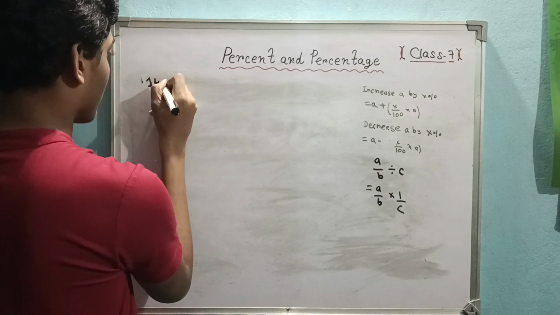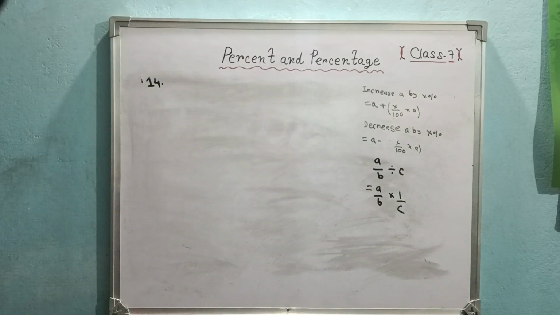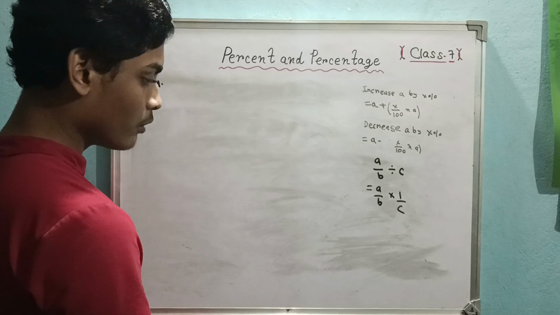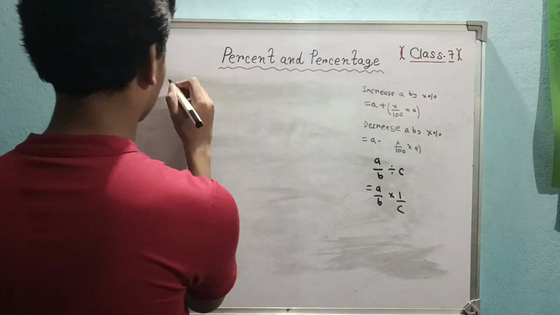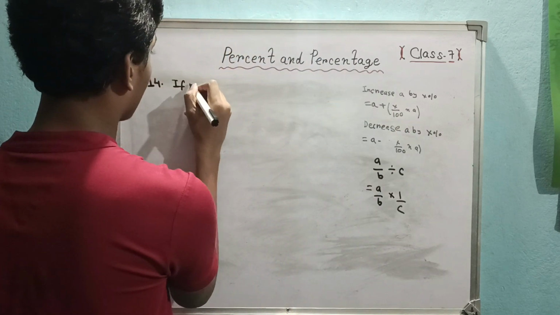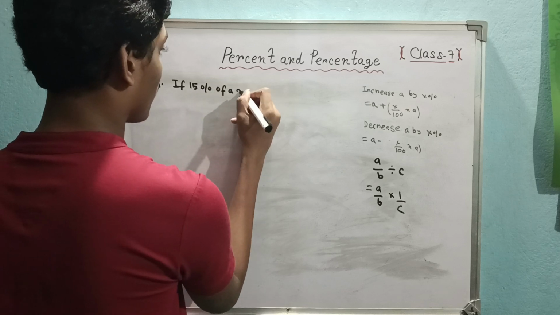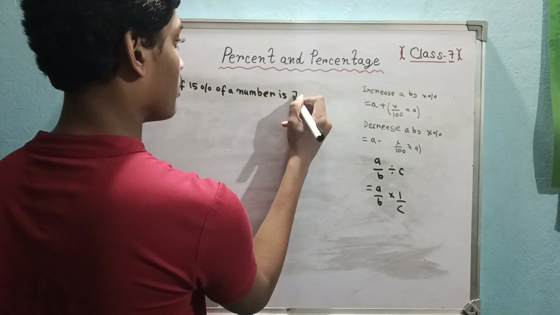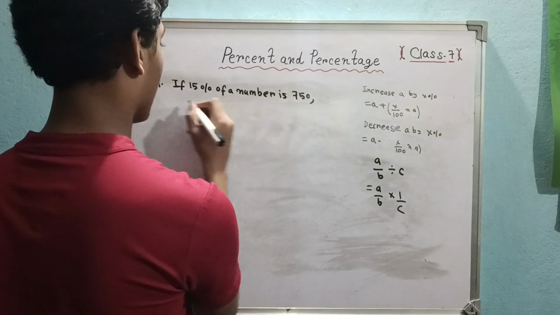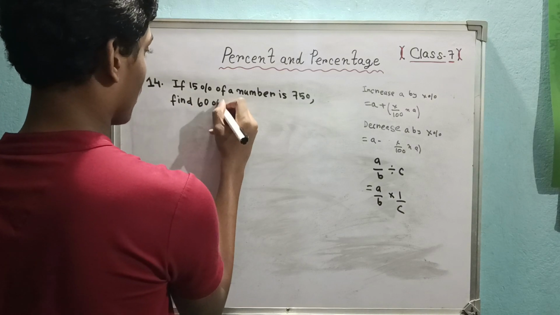Question 14. Let us see. So the last sum for today has this for us. If 15% of a number is 750, find 60% of this number. Okay. 15% of a number is 750. Find 60% of this number. Okay.